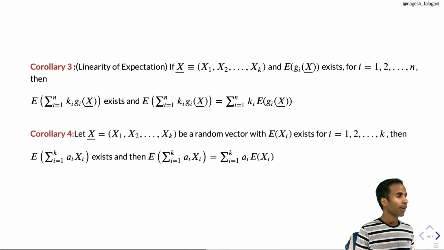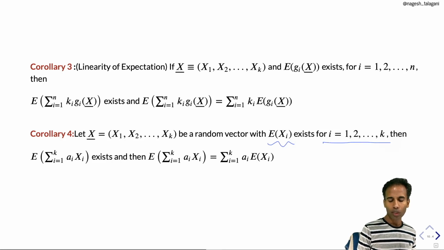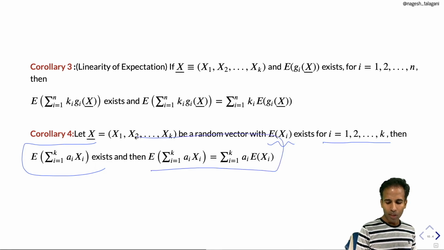Next, corollary 4. Let x be a k-dimensional random vector, which is a vector of k random variables x1, x2, ..., xk, with each expectation of xi existing for i equal to 1 to k. Then the expectation of the summation i equal to 1 to k of ai xi exists for all a1, a2, ..., ak. Not only that, the expectation of the summation of ai xi is going to be the summation of ai times expectation of xi, which simply follows from corollary 3.